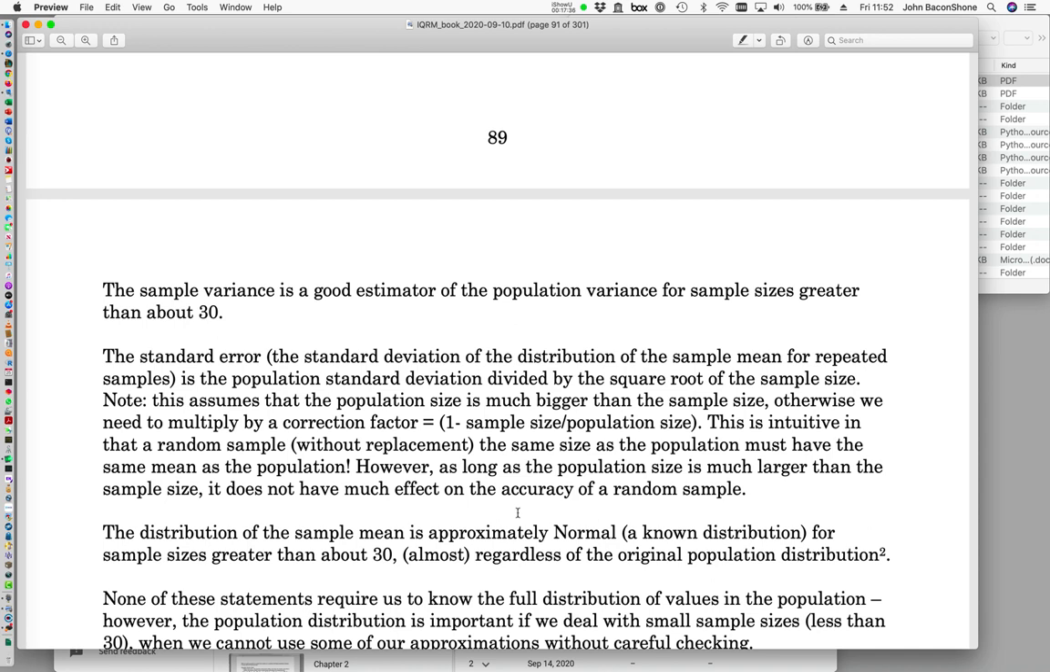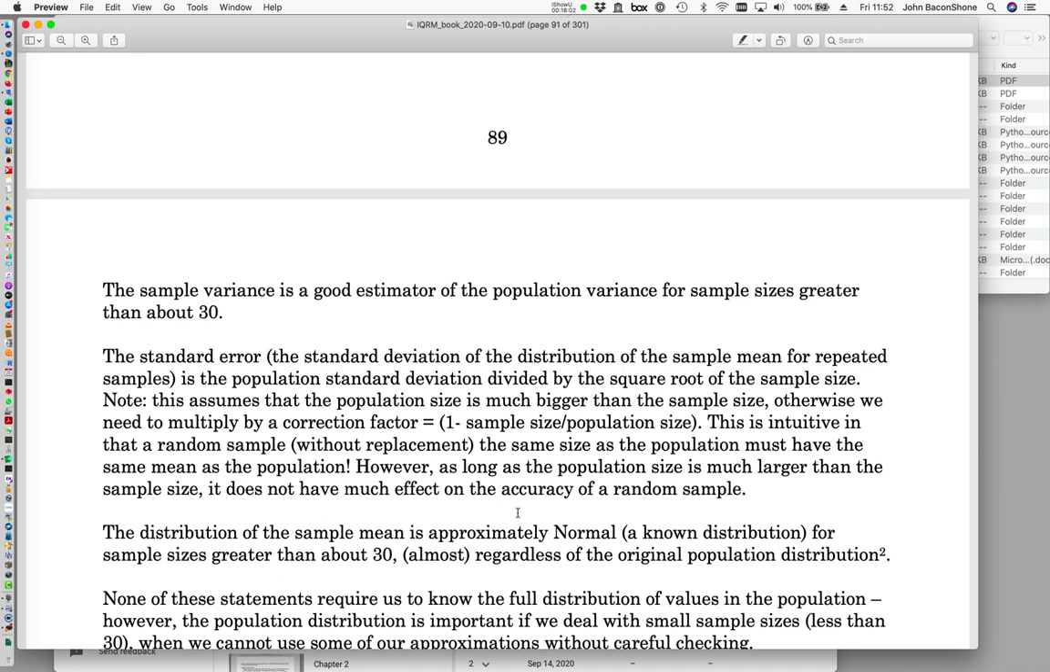So clearly, if we draw a sample of 1, the standard error is just the population standard deviation. That's obvious. We're just drawing a random individual. But as the sample size goes up, this tells us how the standard error decreases. It says it decreases proportional to the square root of the sample size, right?